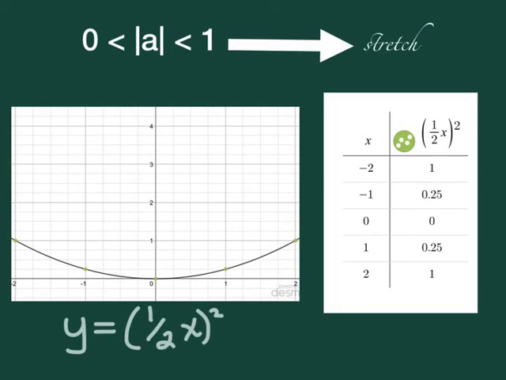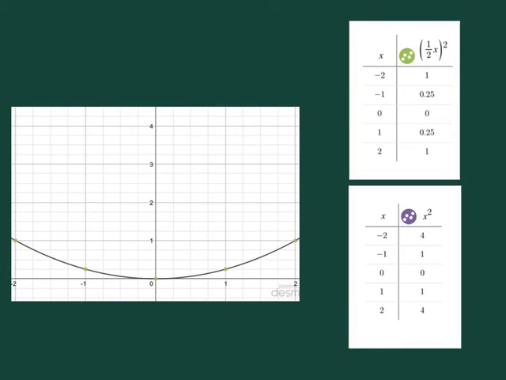But what if the factor's a fraction? Is that a horizontal stretch? If the value of the factor is between 0 and 1, that does create a horizontal stretch. For example, in this equation, y equals the quantity 1/2 x, squared. The y values are all divided by 4, and the graph is horizontally stretched this way.